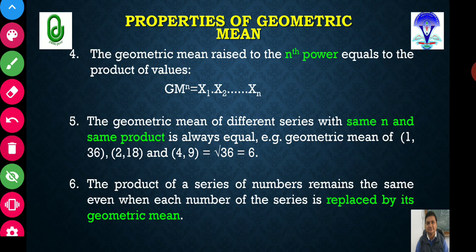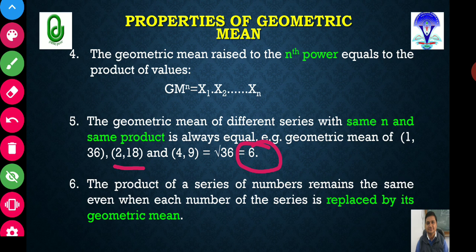Then another property is that the product of a series of numbers remains the same even when each number of the series is replaced by its geometric mean. Suppose you have the values 2 and 18. The geometric mean of 2 and 18 is 6.